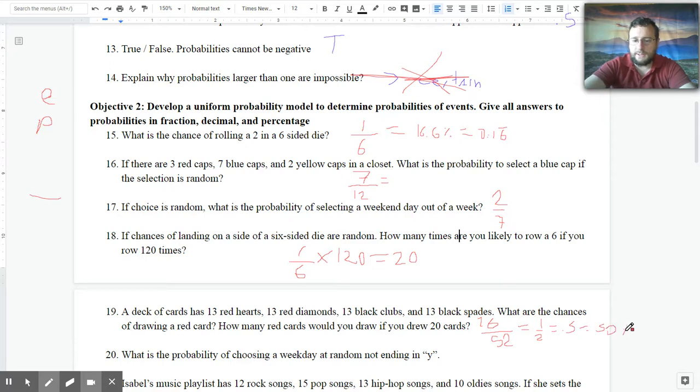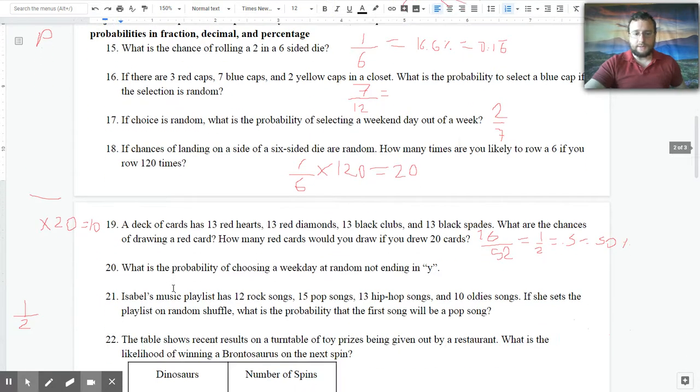Now, we're not done yet. There's a second question. How many red cards would you draw if you drew 20? So remember, the way to do that is once you have the probability, you multiply by the number of times you're doing it, and you figure it out. So half of 20 is 10. So you're likely to draw 10 red cards if you draw 20 cards out of a deck. Now, is that actually going to happen? No, that's just what's probable or likely to happen, right?